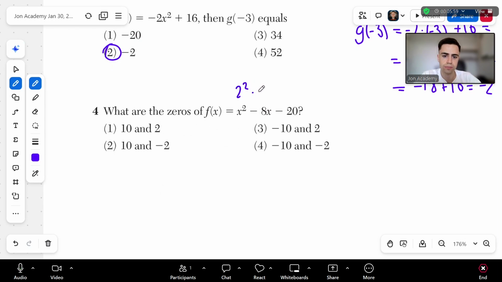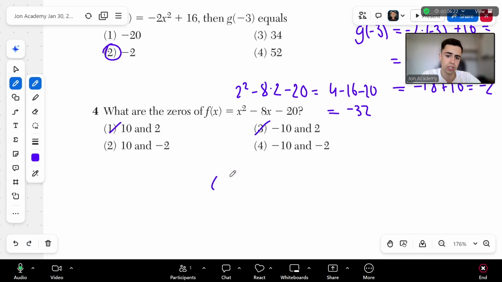2 squared minus 8 times 2 minus 20. So that's going to be 4 minus 16 minus 20, which is minus 32, which is different from 0, no? So this one didn't work. We can already discard 1 and 3. Let's try the same with minus 2.